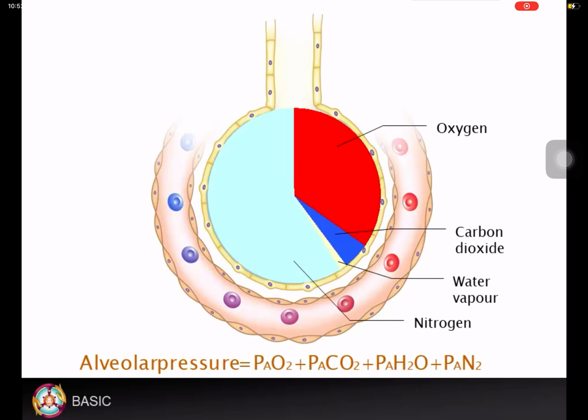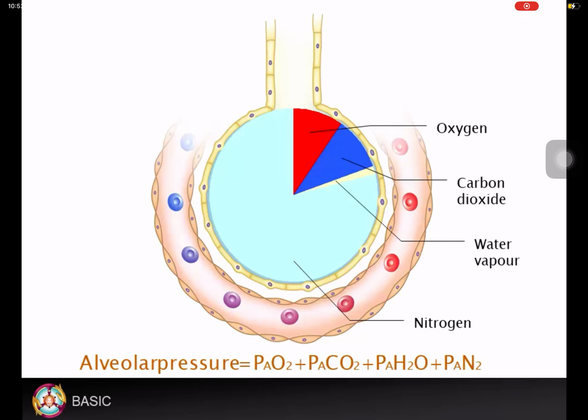An increase in the concentration of inspired oxygen will increase the partial pressure of oxygen while causing a proportionate decrease in the partial pressure of all other gases. Similarly, an increase in the alveolar concentration of carbon dioxide as a result, for example, of hypoventilation will result in an increase in the partial pressure of carbon dioxide and a proportionate decrease in the partial pressure of all other gases.